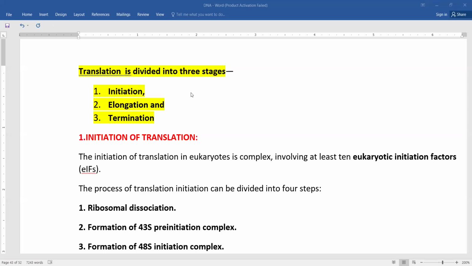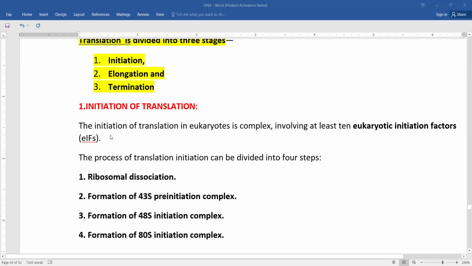So, translation is divided into three stages: initiation, elongation, and termination. So, initiation of translation. What we have seen in the video just now, the initiation, elongation and termination doesn't occur that easily. There are many factors that participate: initiation factors, elongation factors, and termination factors. Okay, let's see each step in detail.